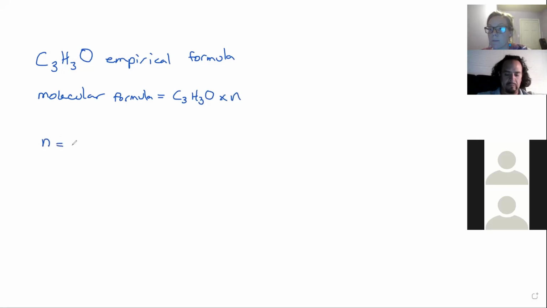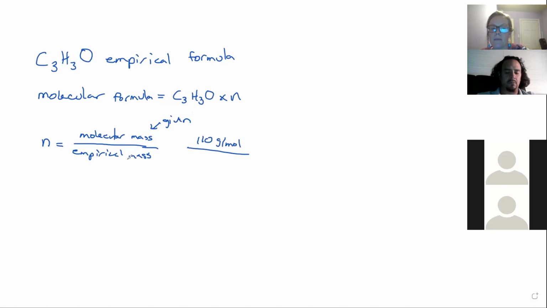What is N? N is just my multiplier. How much bigger is my molecular than my empirical? So N equals molecular mass over empirical mass. Where is the molecular mass coming from? Remember, this is going to be given in the problem. So for our problem, it said it was 110 grams per mole. The bottom is empirical mass. That's coming from the empirical formula. So we need to take the mass of 3 carbons, add it to 3 hydrogens and 1 oxygen, and you should have gotten 55 grams per mole. Okay. Top is given, bottom you calculate.